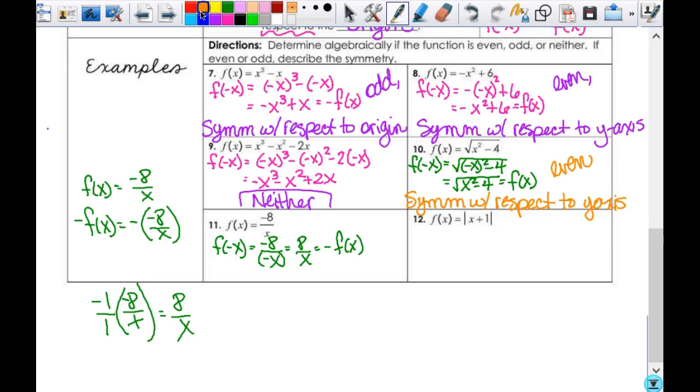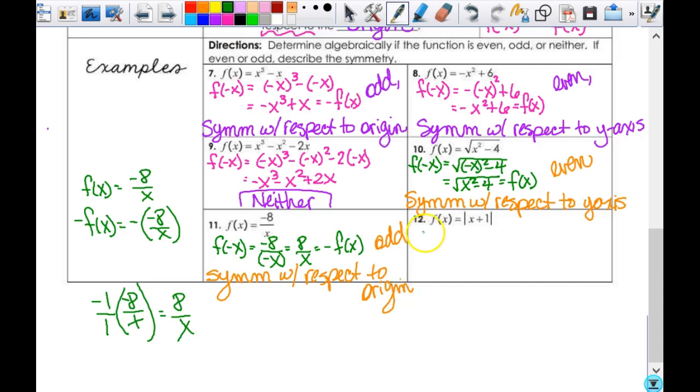So since it equals negative f of x, Raphael, is it even, odd, or neither? Odd. So it is odd, and it is symmetric with respect to what, Raphael? If it's odd, look back up here. To the origin. All right.